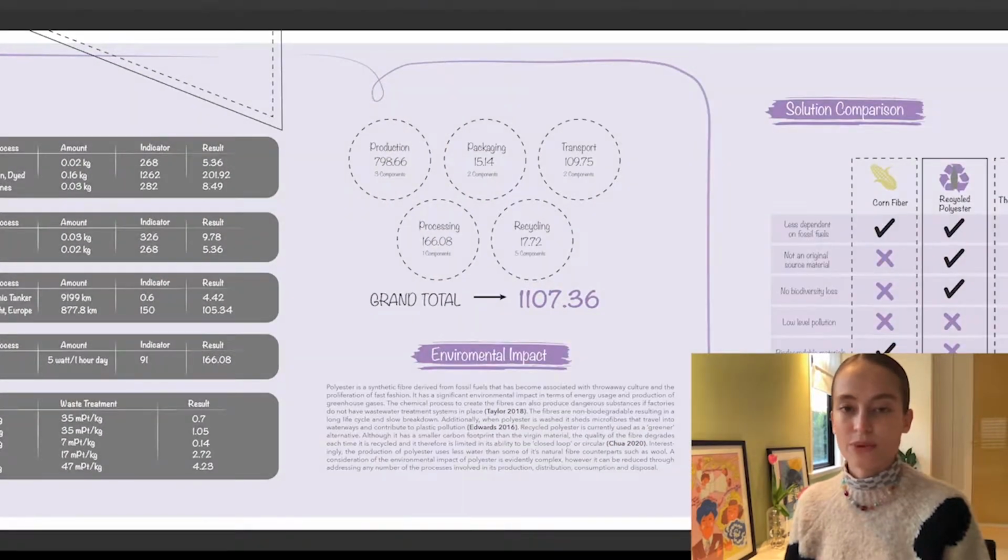The large environmental impact can be reduced through addressing any number of the processes involved in its production, distribution, consumption, and disposal. The life cycle analysis is useful in this sense. It really helps to identify potential points of intervention.